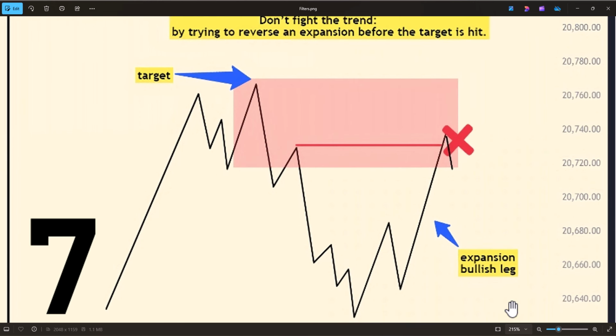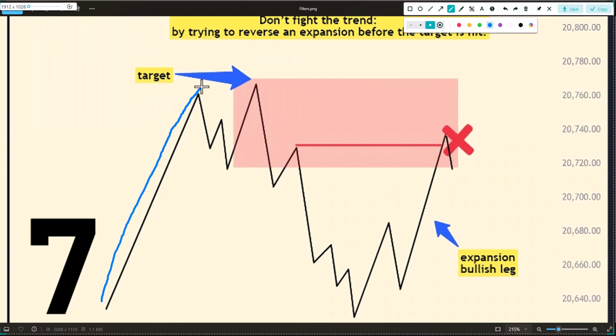So here, what do we have? Price expanded to the upside, right? And while trying to pull back, we have this zone right here, okay? We left the zone, price returned to it here, taps into it and continues the pullback. Now the pullback has ended. We have a break of structure here.